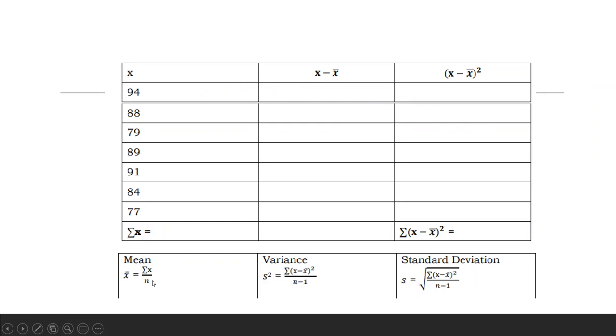Pag population, ang ginagamit natin ay malaking N. But this time around, since we're dealing with sample, maliit na n. Ito naman may mga n minus 1. So let's try to solve. So ganun pa rin ang pagkuha ng mean. I-add natin muna. So that's 94 plus 88 plus 79 plus 89 plus 91 plus 84 plus 77. So that is 602.